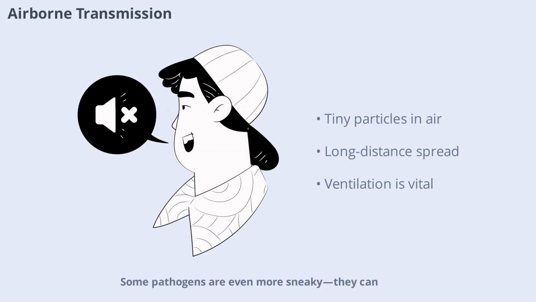Pathogens are even more sneaky. They can travel through the air over longer distances. Airborne transmission occurs when tiny particles, smaller than droplets, remain suspended in the air for extended periods. Diseases like tuberculosis, measles, and chickenpox can spread this way. Good ventilation, air filtration, and wearing appropriate masks in high-risk areas are important strategies to minimize airborne transmission. Let's explore how these tiny particles can linger and why they're so challenging to control.